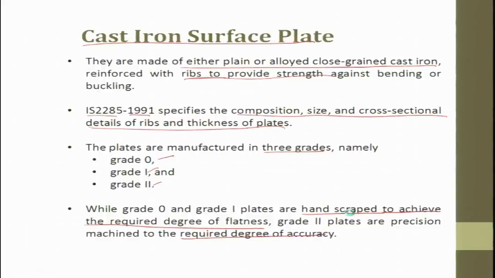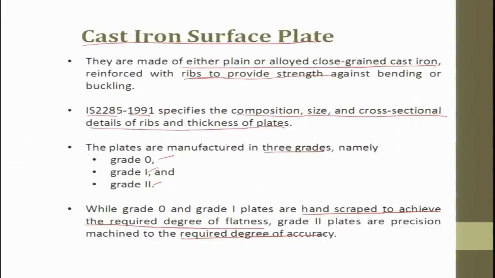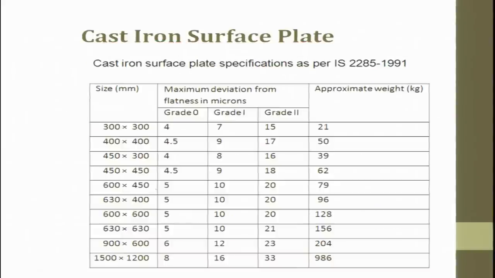Scraping is an operation wherein we try to make the surface flat. In scraping, we make dents and remove material, and then we apply Persian blue to check the uniformity of the pits, and with that we come out with the flatness of the surface. So, these two grades are done by scraping. The accuracy is very high when you go to grade 2.